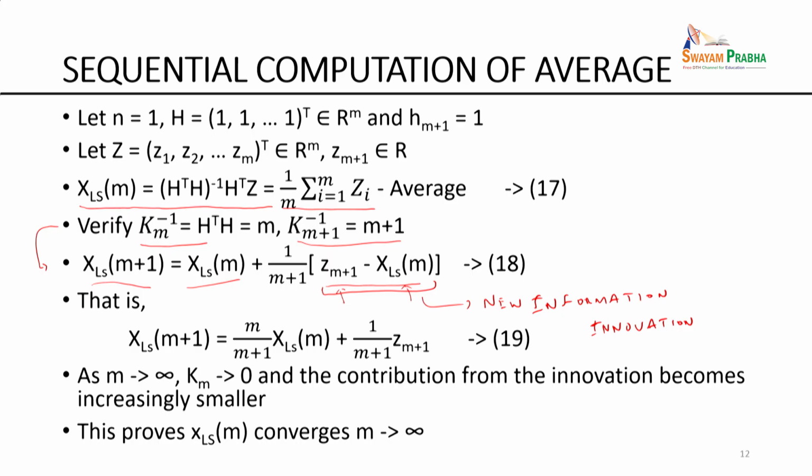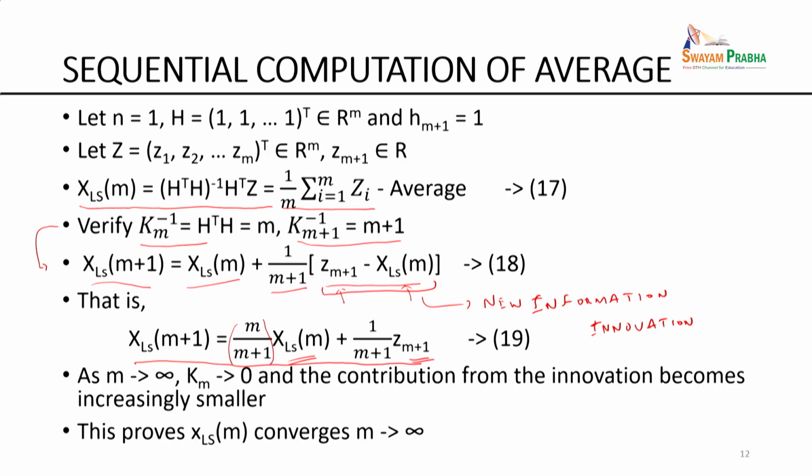When the observation comes into play, the difference between the new observation and the old estimate is called the innovation, or the new information. I'm going to weight it by 1 over m plus 1. This can also be rewritten as equation 19. I'm combining the old average x̄_m, so it is the weighted sum of the average based on m observations and the new observation m plus 1.